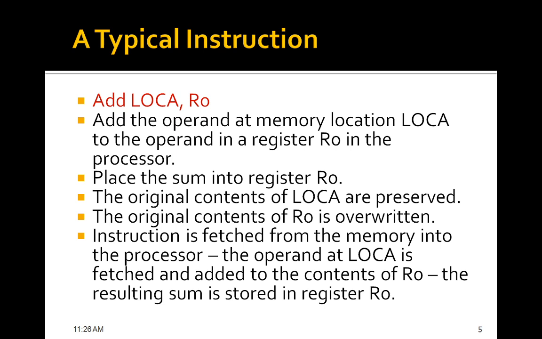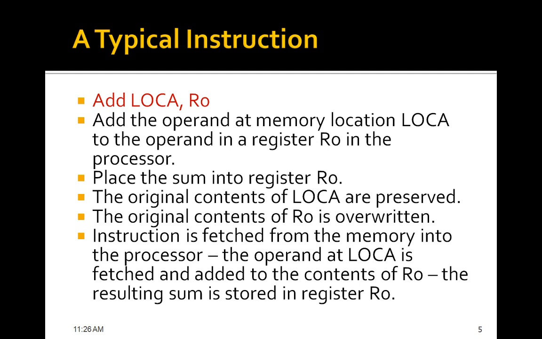So the value present in location A will be taken and added with the value present in the register R0. After addition, the result will be stored into R0 again. What will be the source here? The source is location A and the destination is R0. We take two operands, location A as well as R0, and the result is stored into R0.